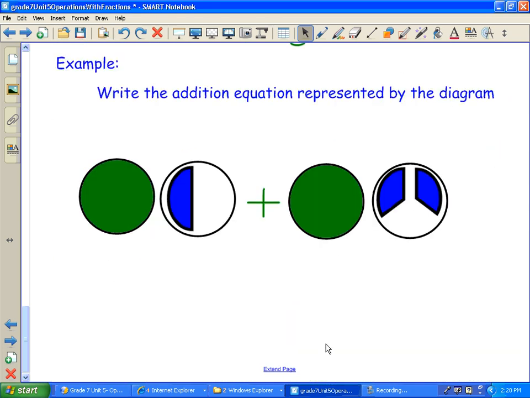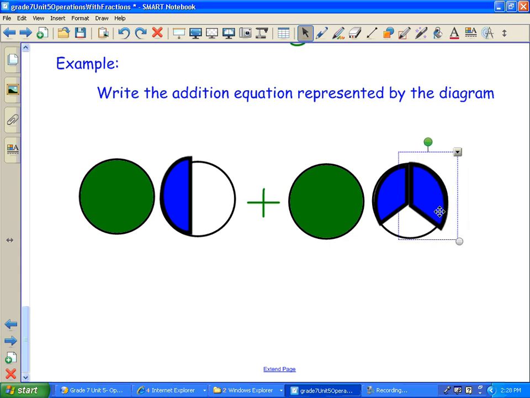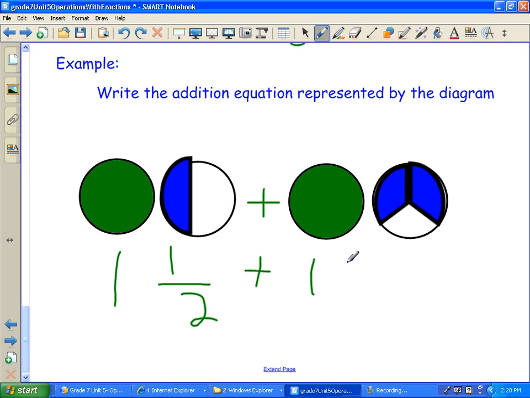The last one, write the addition equation represented by this diagram. And again, for whatever reason, the computer wanted to shrink my pieces. There we go. We'll make them a little bit bigger. And there we go. Now it looks a bit better. So here's what we have. We have 1 and 1/2, because it takes 2 of these to fill up the whole, plus 1 and 2/3.